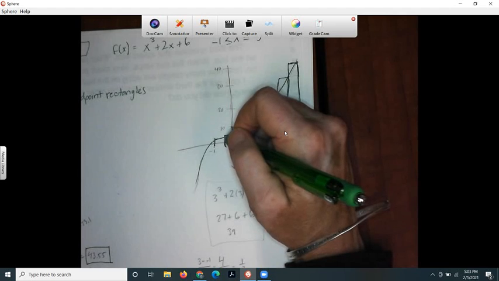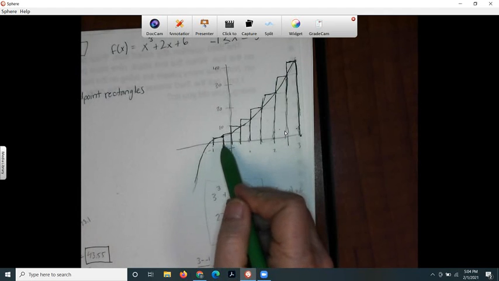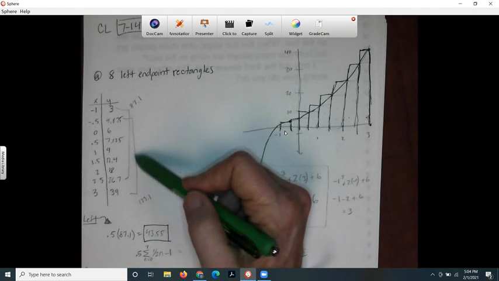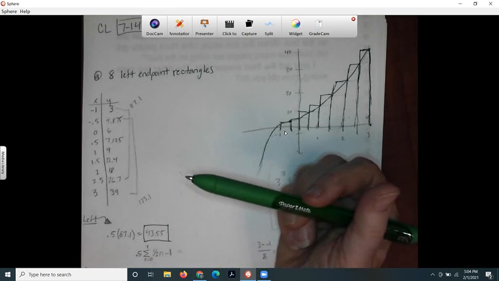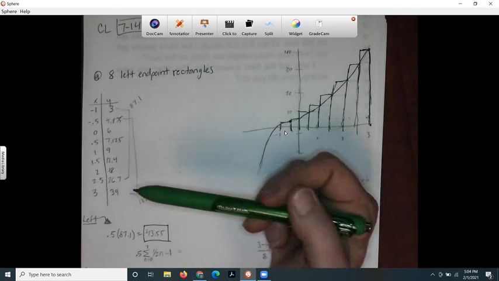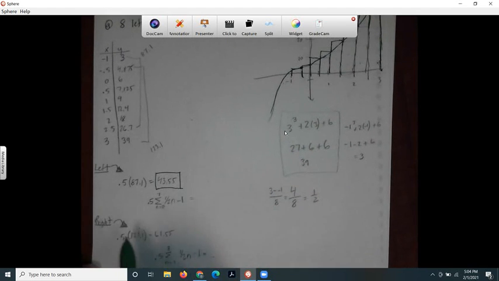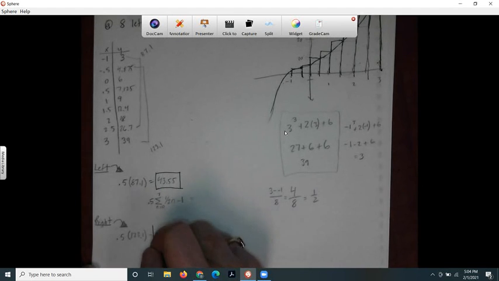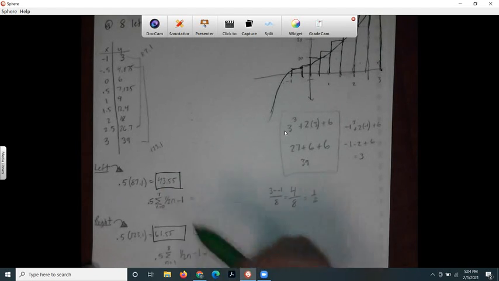So the heights of the right endpoint triangles, I'm going to be starting not at negative 1, but at negative 0.5. So I'm just basically going to add these together. So what I did is I took that total that I had in my calculator, and I just subtracted the 3 off of it and added the 39 to it, and that gave me 123.1, and multiply it by 0.5. So these two boxes, that's the left endpoint approximation and the right endpoint approximation.